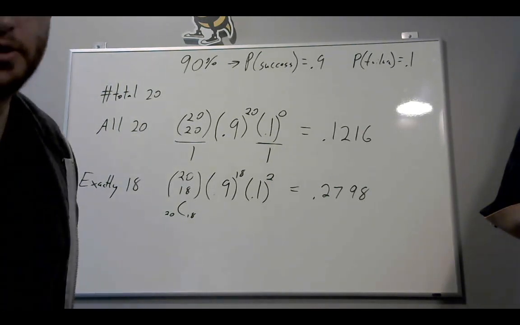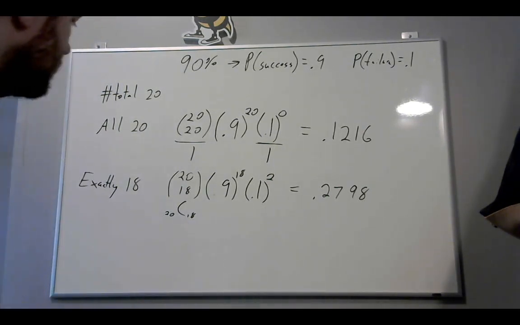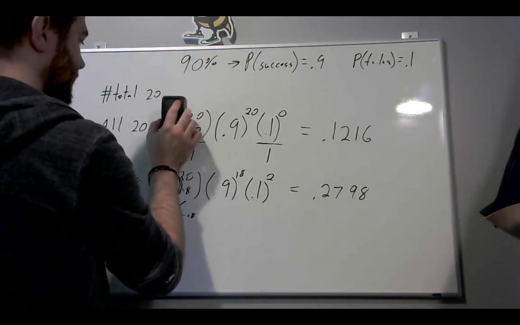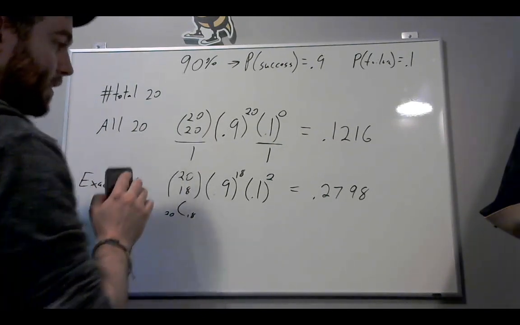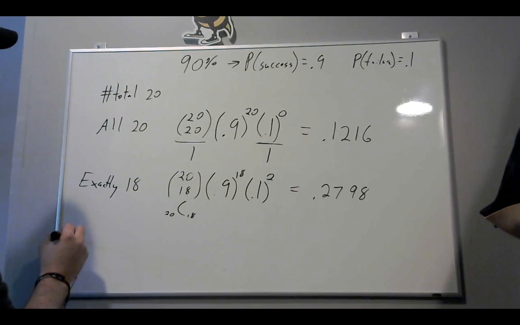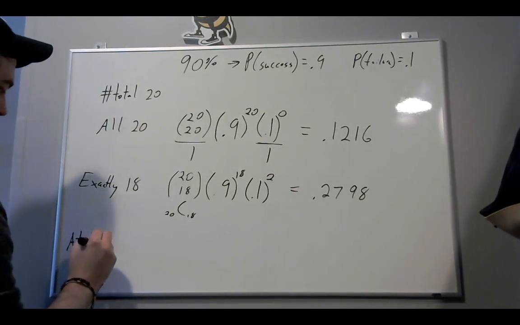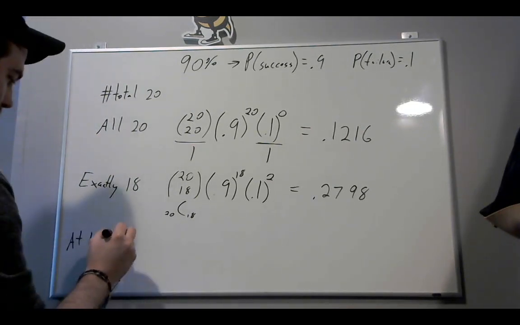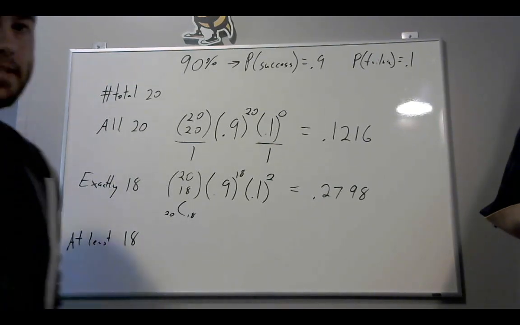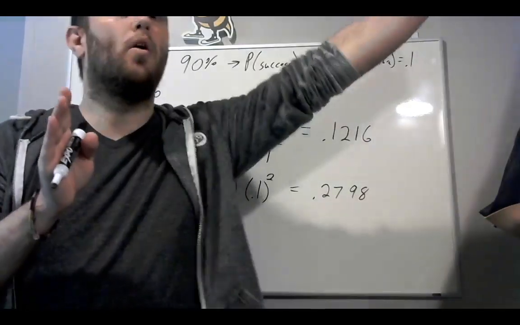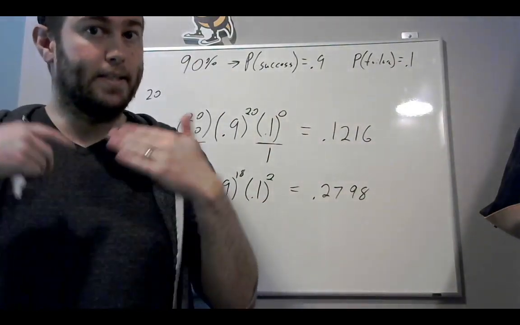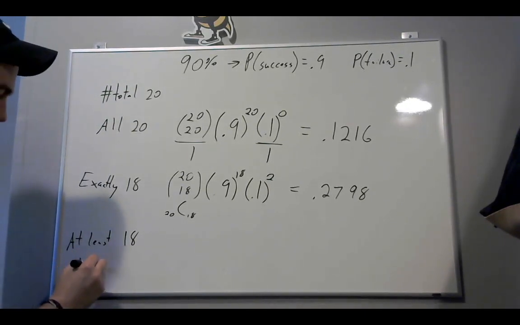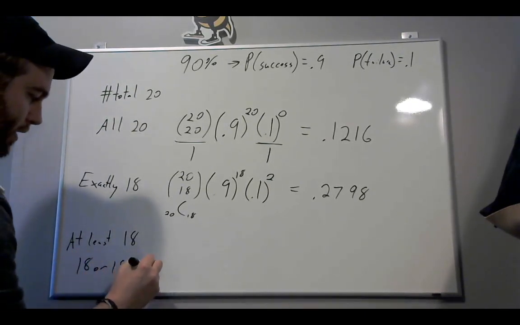All right. So at least 18. Actually, I'm going to keep this board. So the last one says at least 18. At least 18 means he made 18 or more, because 18 is the least number possible. So that means he needs to make 18 or 19 or 20.